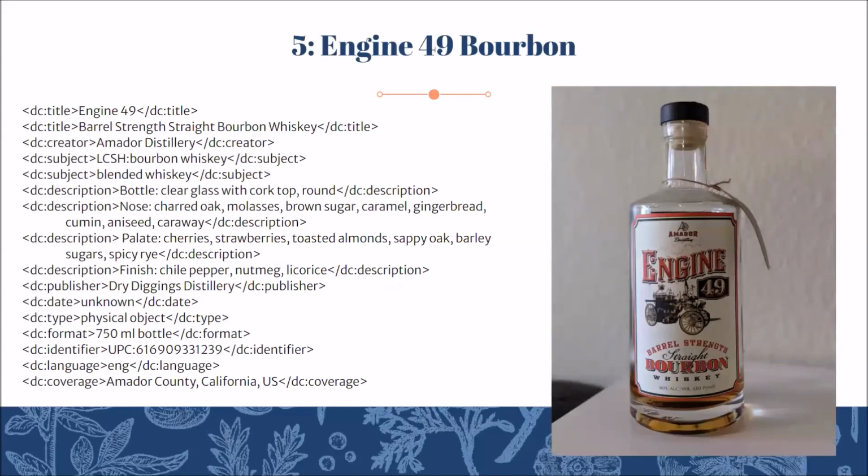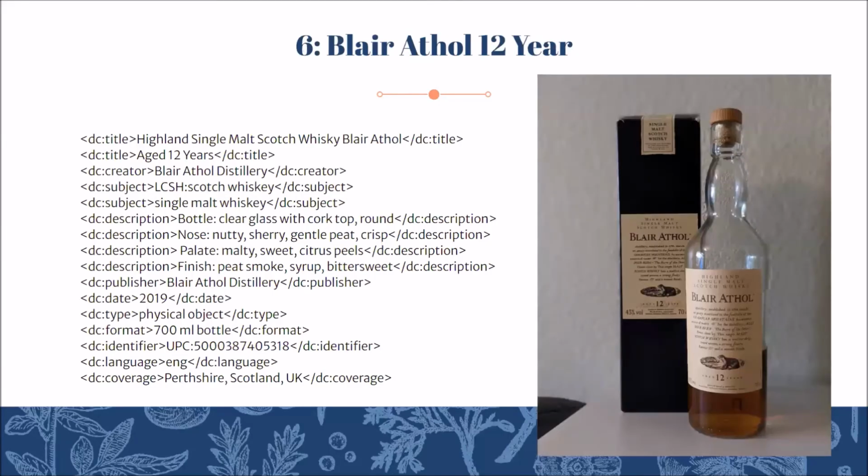This one was a little trickier since it's from a small distillery. I could not make out any year stamp on the bottom of the bottle, and I struggled to find tasting notes online. This is when I wondered whether catalogers are allowed to use their sense of taste when cataloging food objects. This is another one from a small distillery. I had some trouble finding tasting notes here as well.